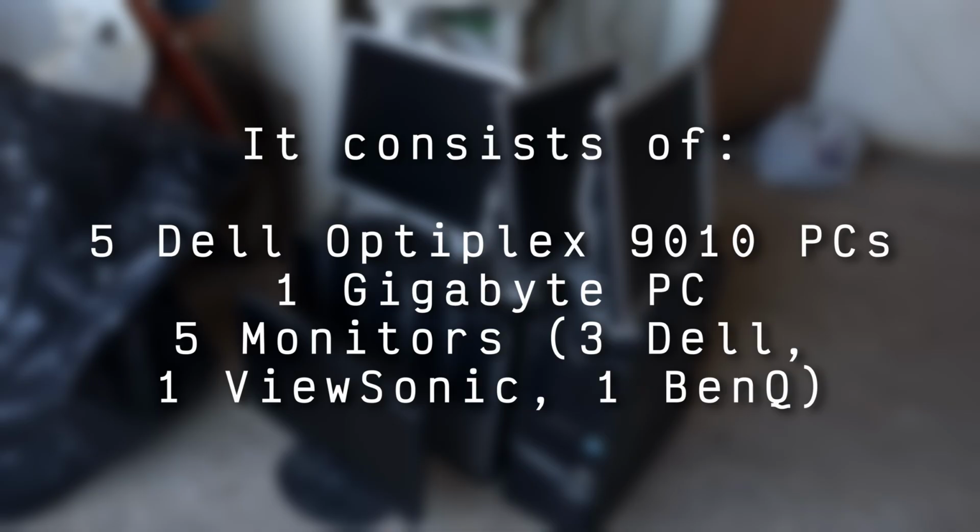What you see here is what I got after graduating from junior high in June of 2022. It consists of 5 Dell Optiplex 9010 desktops, 1 GB PC, 3 Dell monitors, 1 widescreen ViewSonic monitor, and 1 monitor from BenQ. These were given to me as the staff didn't want these things anymore, with them being supposedly broken and not fixable, but we're here to see if these do anything at all or if they're fixable.